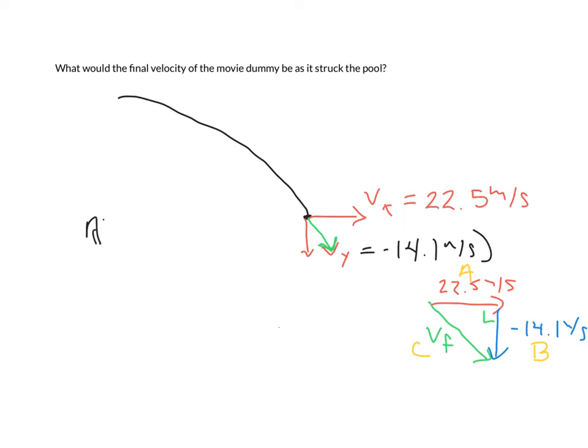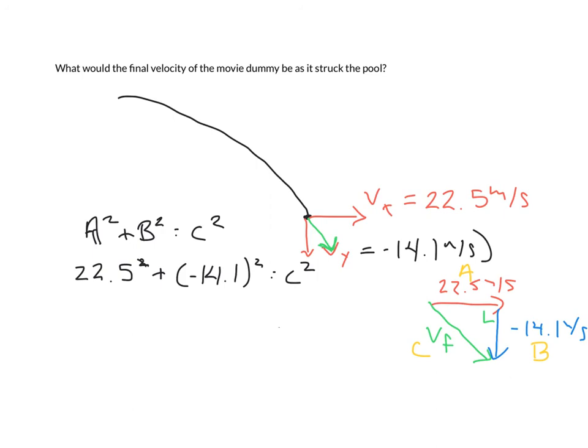So using the Pythagorean theorem, a squared plus b squared equals c squared, I have 22.5 squared plus negative 14.1 squared equals c squared. So pay attention to the parentheses there, because remember that a negative number squared is always going to be a positive number. So if you choose to keep that negative number there when you're squaring it, you're going to need to make sure you put that in parentheses so it doesn't take the opposite of the number once you square it. It needs to actually square the negative number.